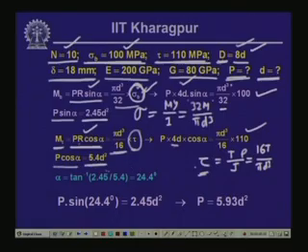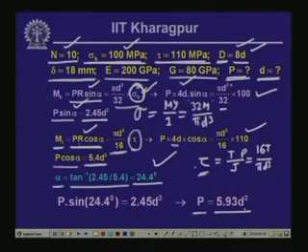Now, if we take the ratio of these two, P sin alpha by P cos alpha is equal to 2.45 by 5.4. So, that gives us a value of alpha, which is tan inverse of 2.45 by 5.4, which is equal to 24.4 degree, which is the helix angle. And if we substitute alpha over here, we get an expression for P, which is equal to 5.93 d square.